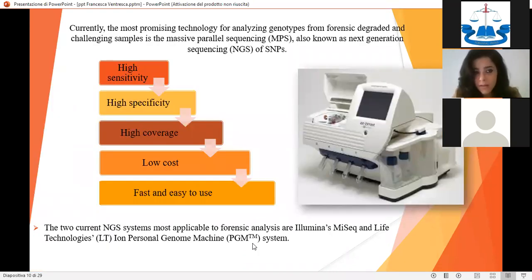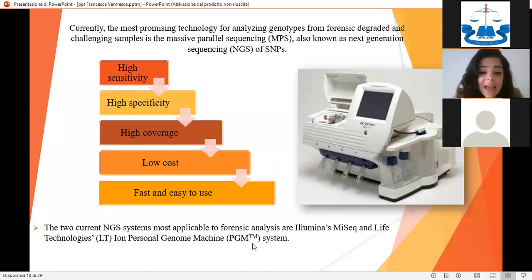Now, the most promising technology for analyzing genotypes from forensic degraded and challenging samples is massive parallel sequencing, also known as next generation sequencing of SNPs, as shown in the picture. This is the instrument that I have used for my research because of these characteristics: high sensitivity, high specificity, high coverage, low cost, fast, and also easy to use.